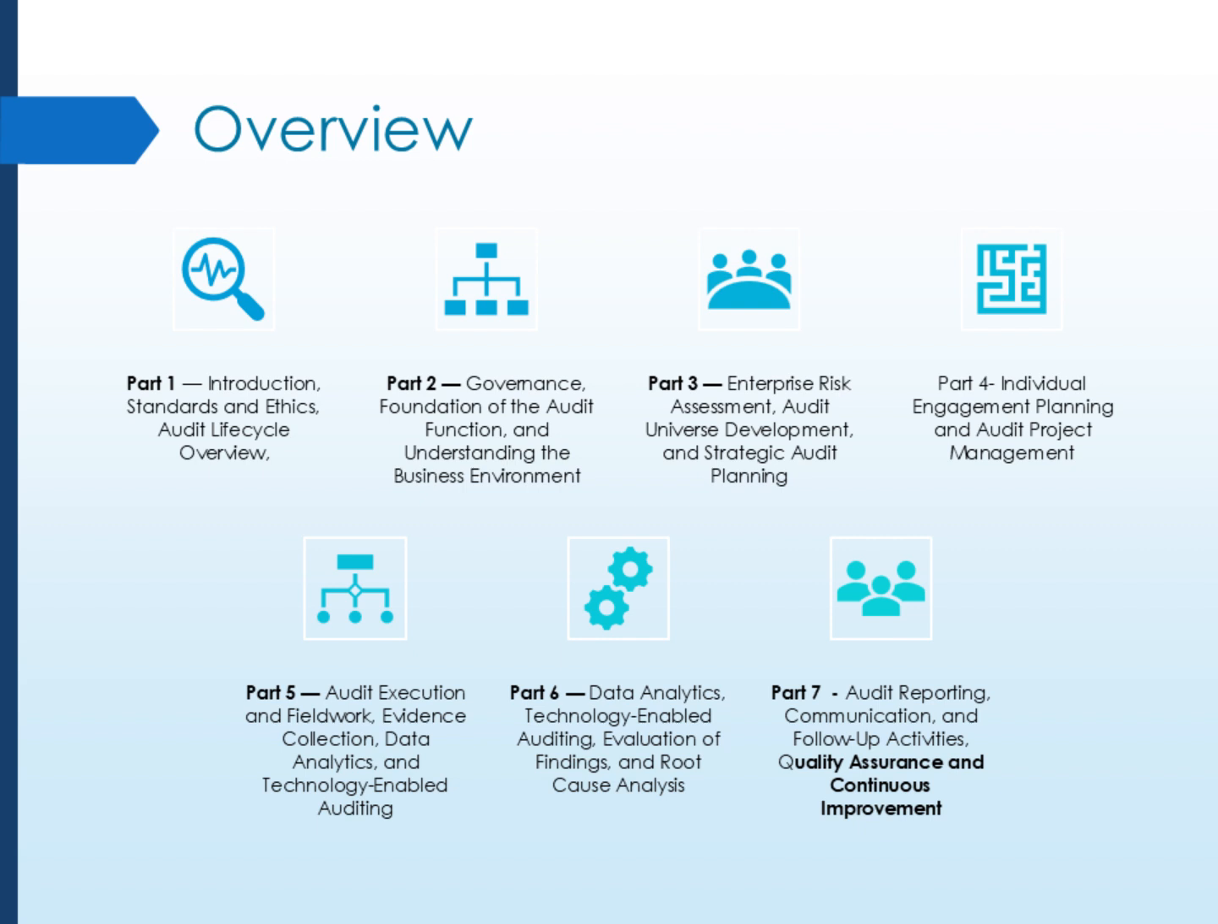Part 1 introduces the foundations of auditing, including professional standards, ethics, and the overall audit lifecycle. This section establishes the core principles and responsibilities that guide internal audit activities and professional conduct. Part 2 focuses on governance, the foundation of the audit function, and understanding the business environment. This includes governance structures, audit independence, enterprise risk management, organizational strategy, stakeholder expectations, and aligning audit activities with business risk.